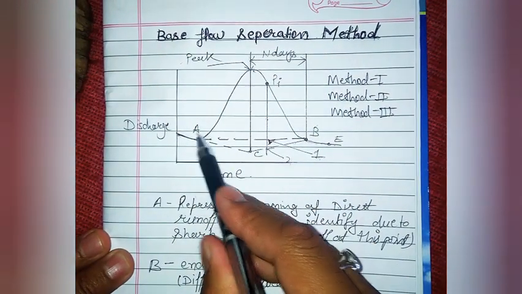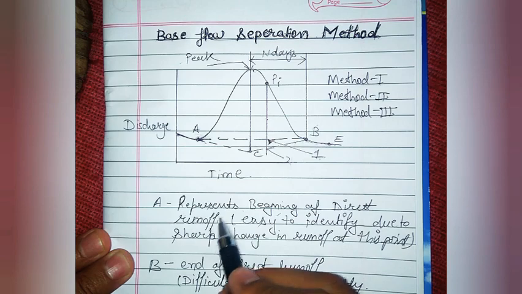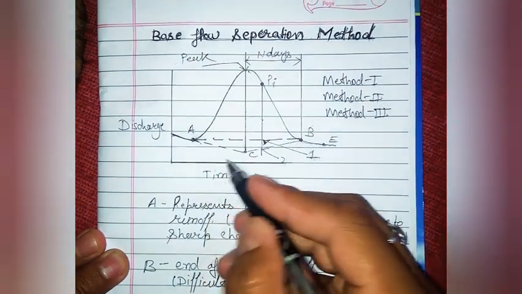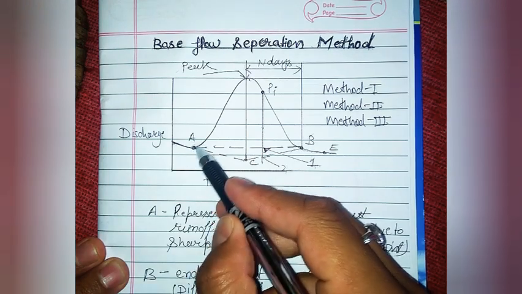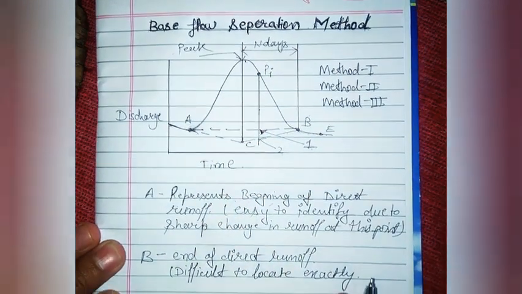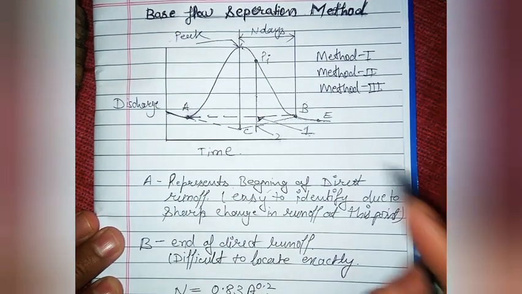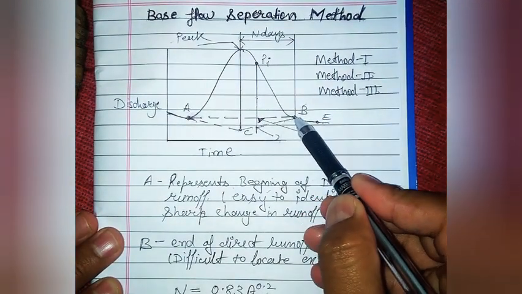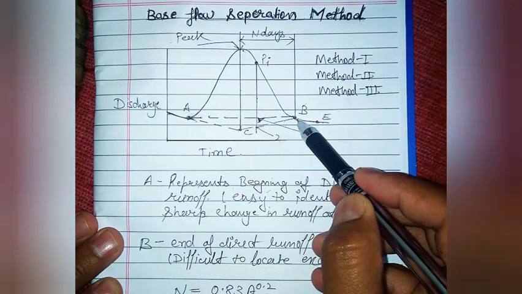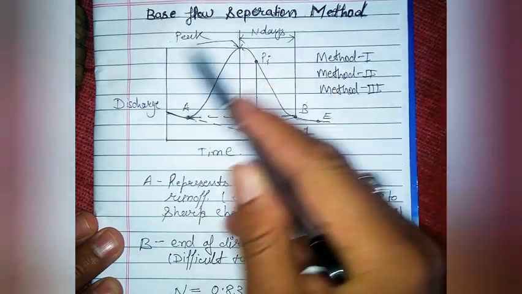It is very easy to find this point, because we can see a very sharp change after this point. So what is point B? Point B is the end of the direct runoff. It might be very difficult to find this point on the curve.